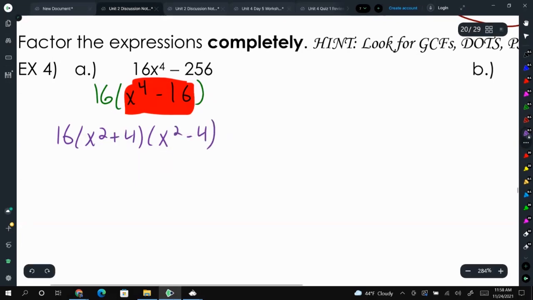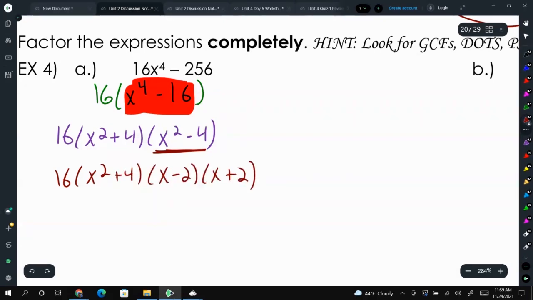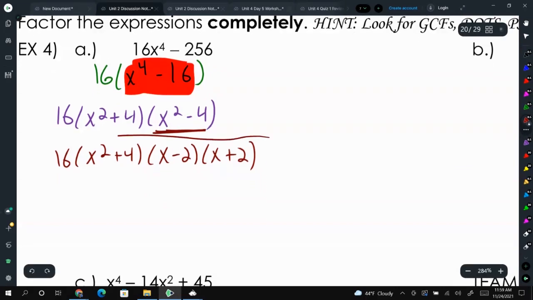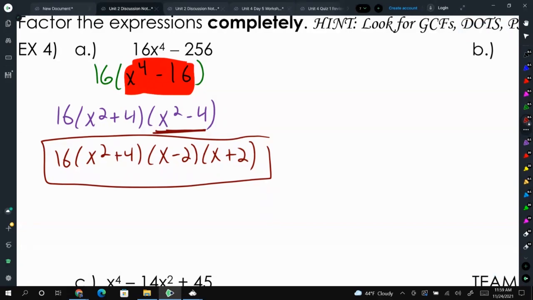And if we were to FOIL this out, multiply this out first, outside, inside, last, we would get x to the fourth minus 16. Now, this isn't done yet. This is also a difference of squares. So now we write that as x minus 2 times x plus 2. So this would be our factored form.